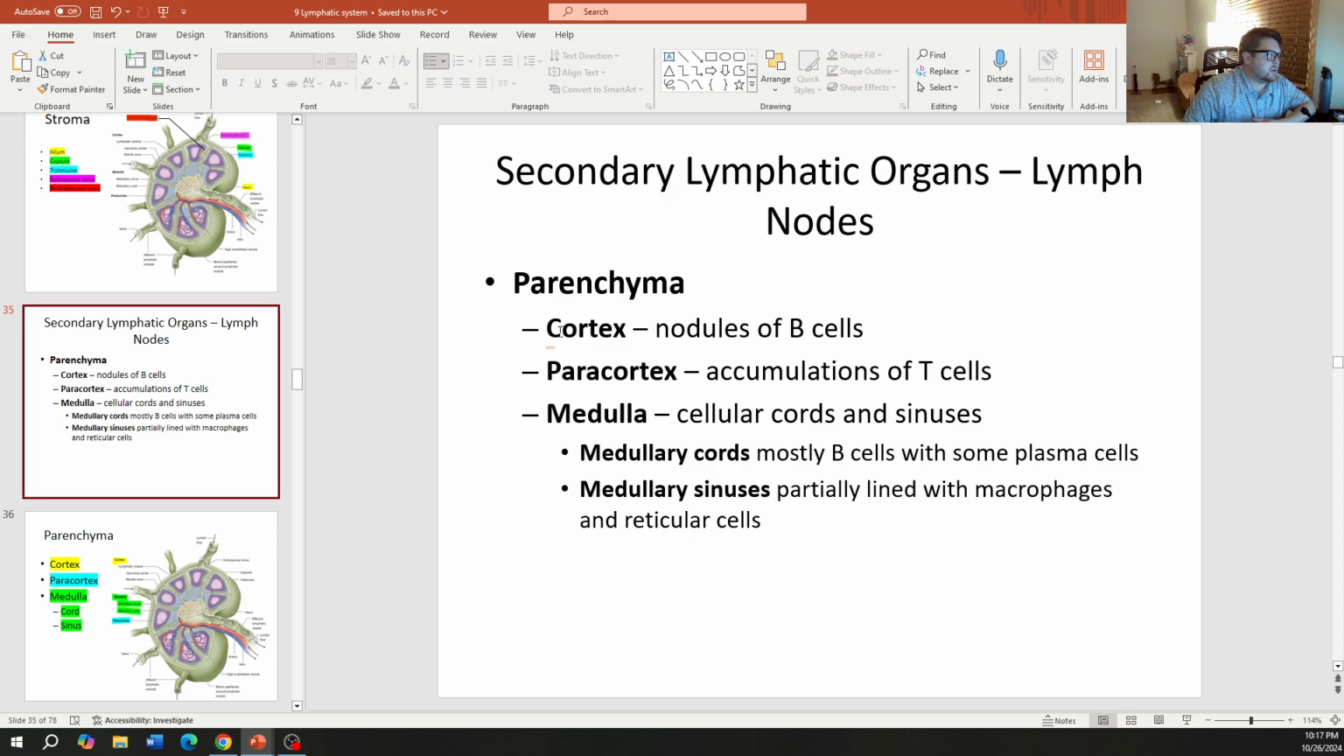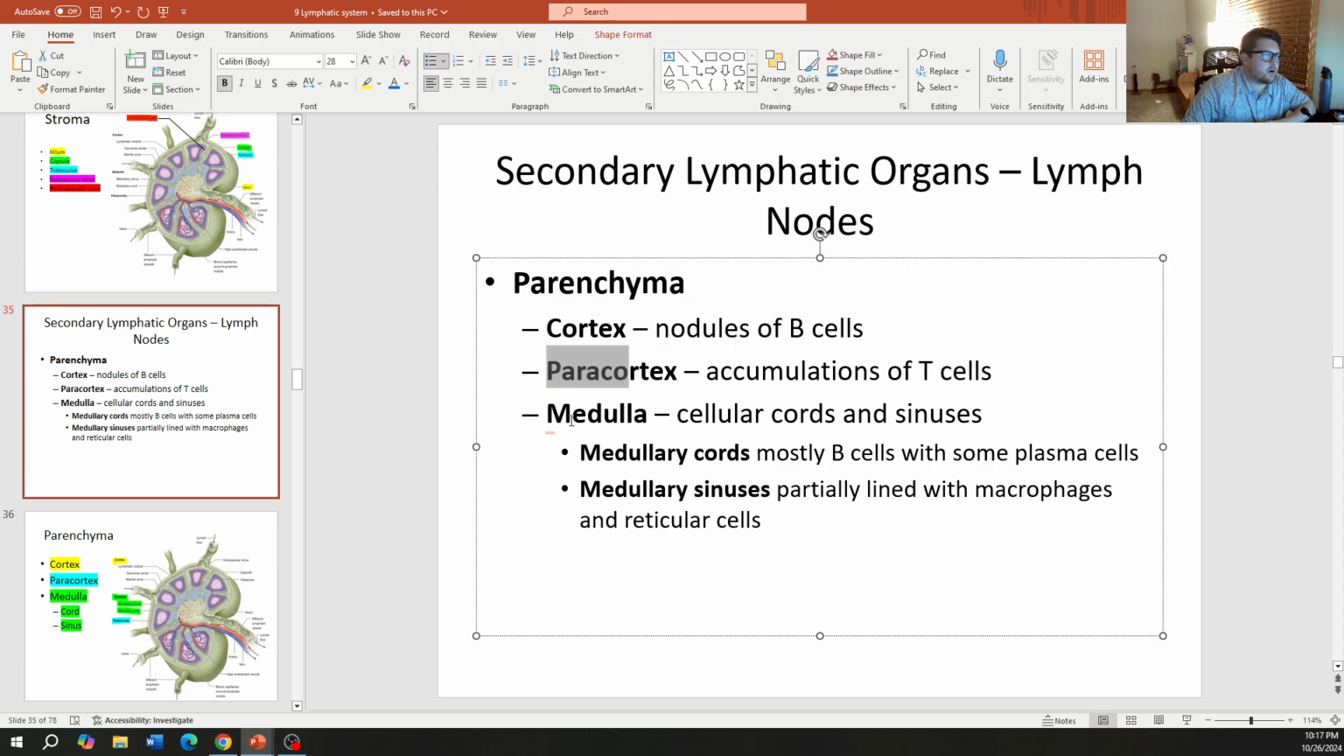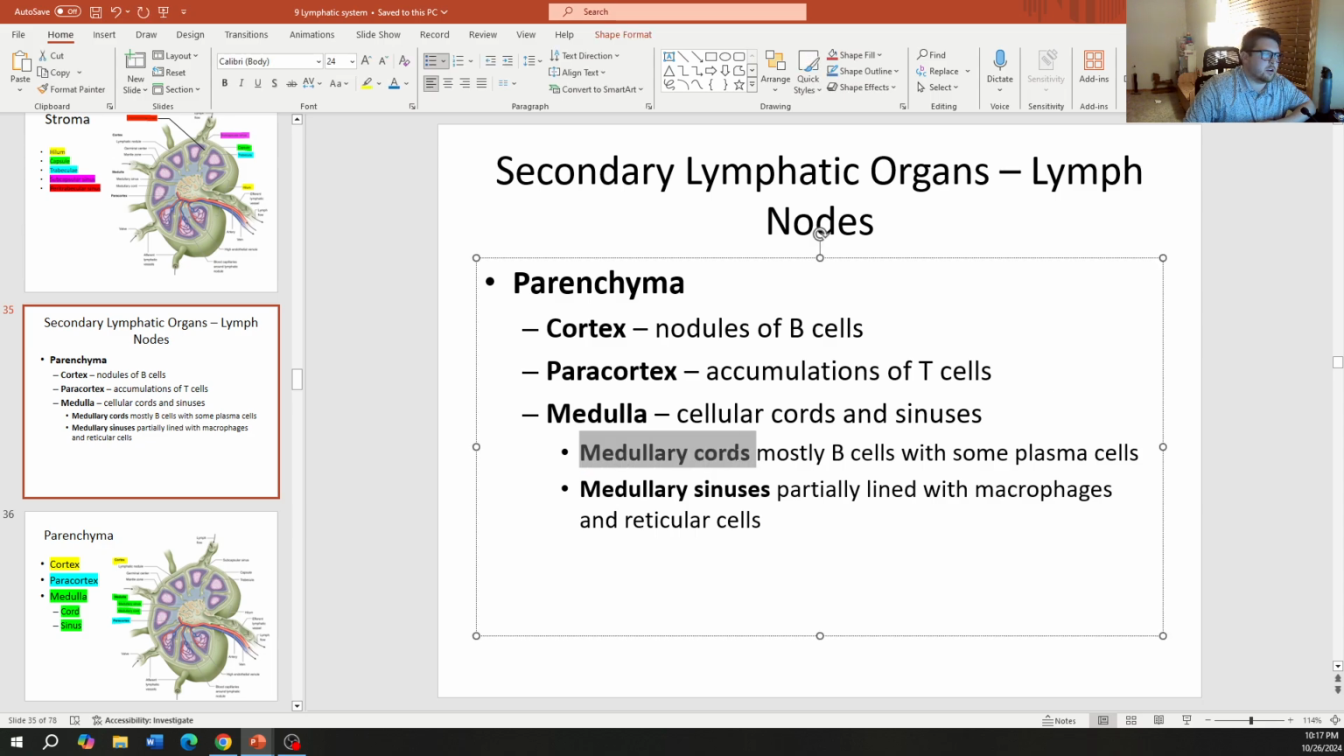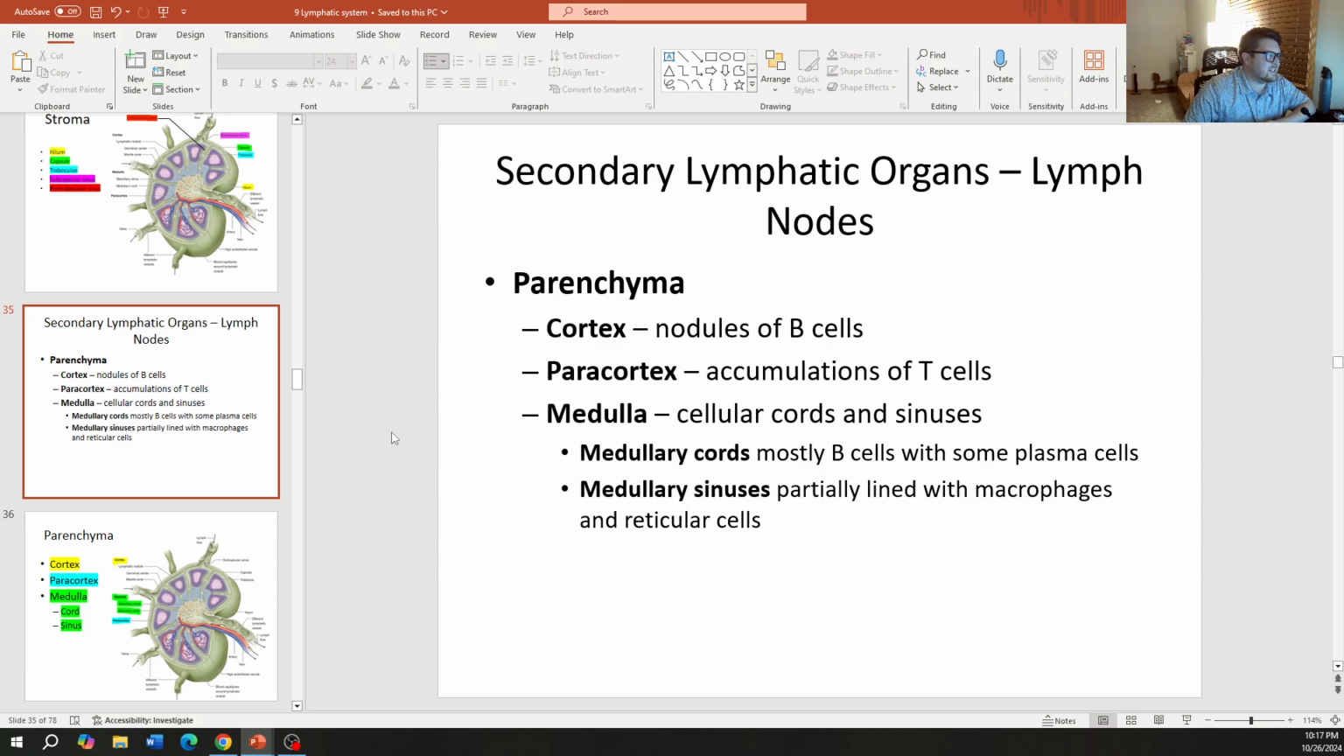We have it split into three different levels: cortex, paracortex, and then the medulla. And the medulla is made up of medullary cords and medullary sinuses, which we will zoom in and see some of that. So the cortex contains nodules of B cells. The paracortex is an accumulation of T cells.